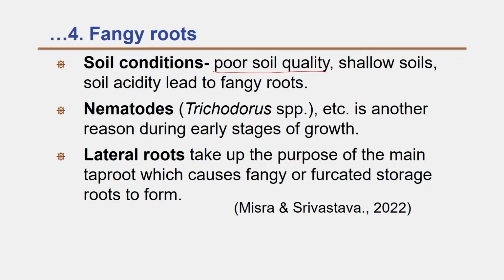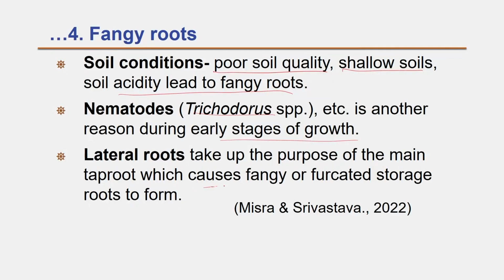So, soil condition, for example, under poor soil fertility, the plant may have fangy roots. Shallow soils and soil acidity lead to fangy roots. Nematodes like Trichodorus species are another reason during early stages of growth, meaning infestation by this nematode can also cause formation of fangy roots. Lateral roots take up the purpose of the main taproot, which causes fangy or furcated storage roots to form. So, these are going to adversely affect the productivity of beetroot, as well as the sugar production.